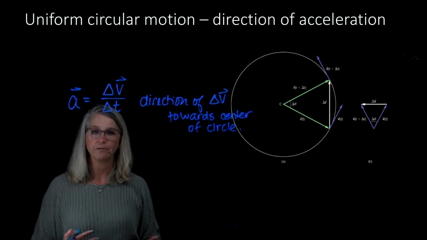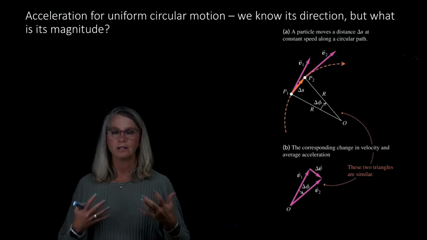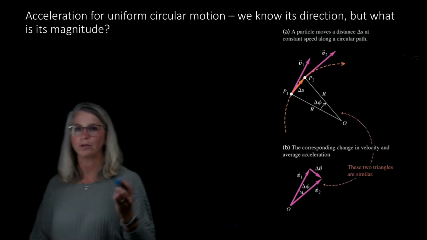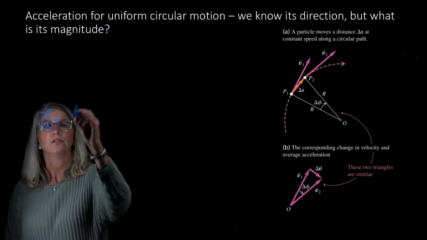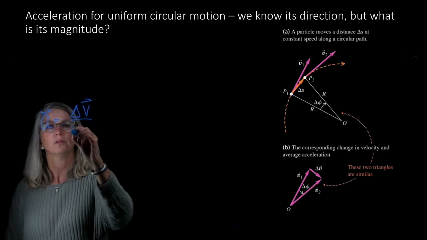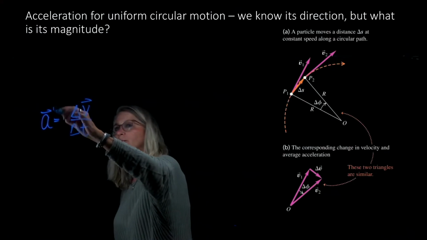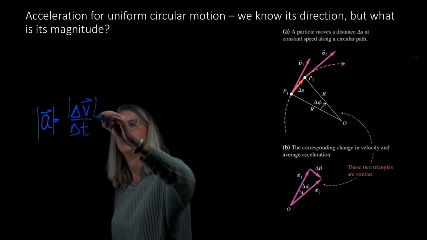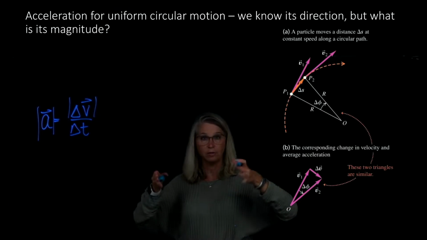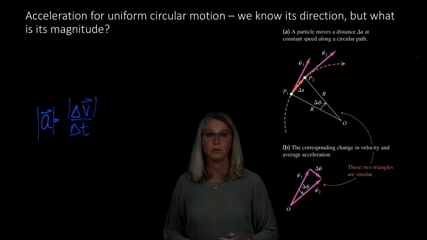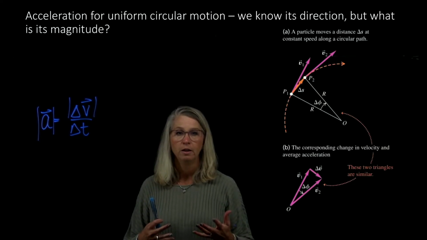The next thing we have to figure out is how big this acceleration is, so we're going to figure out its magnitude. I'm going to rewrite the idea that the acceleration is the change in the velocity over the change in time. But now we're thinking about its magnitude, how big this is, so I've put absolute value signs around those things because we're just looking for its magnitude. And we're coming back to our pictures of our similar triangles.